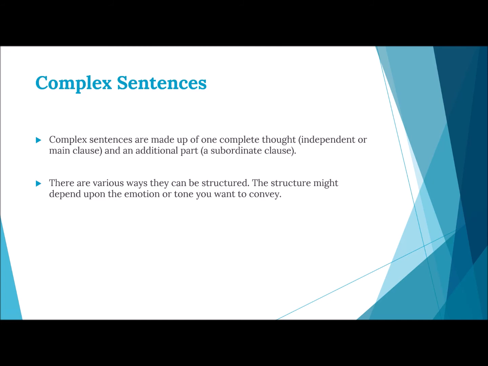Now we move on to complex sentences. Now these have one complete thought, which we call an independent clause. We can also call it a main clause, and one additional part, and that's called a subordinate or dependent clause. Remember, we looked at that meaning earlier on. So there are various ways you can structure your complex sentences, and that might depend upon the emotion or tone you want to convey, or where you want to put the emphasis within the sentence.